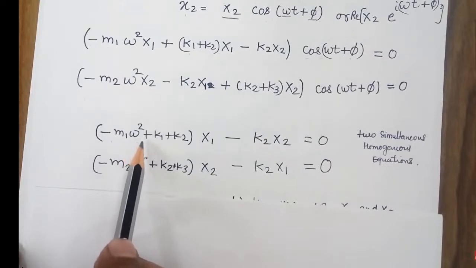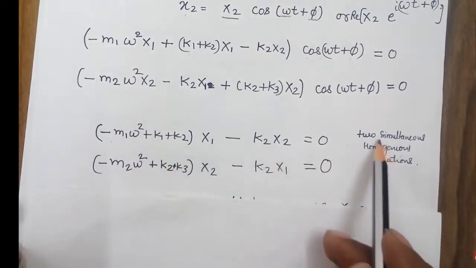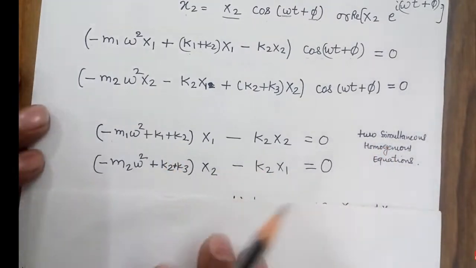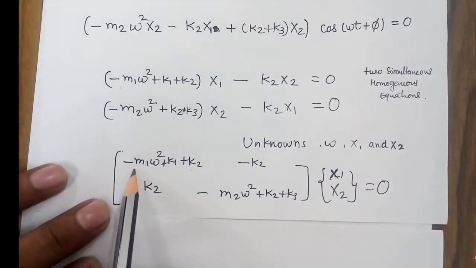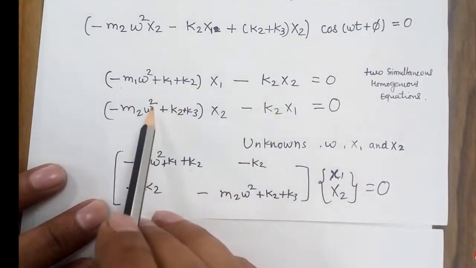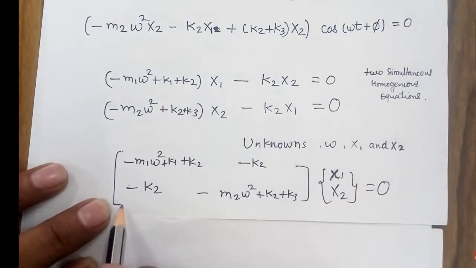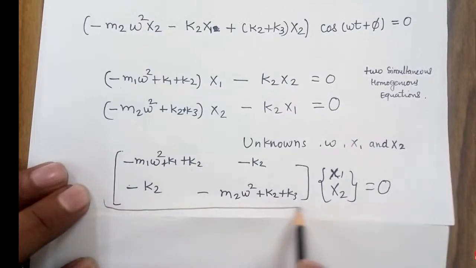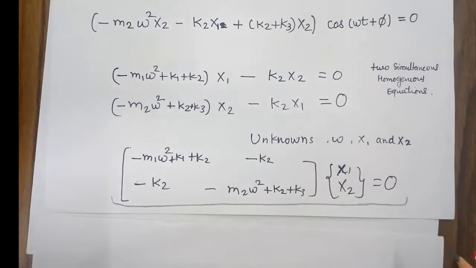M1 omega square plus k1 plus k2 x1 minus k2 x2. These two equations can further be rearranged to form a matrix, and the equation will become a matrix that is a combination of all these four coefficients, with x1 and x2 coming out. So this is one of the general forms frequently used to solve a 2 degree of freedom system.